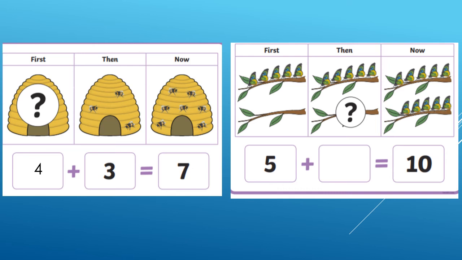Let's try the next one. We can see first there was 5 butterflies on the branch. Then how many came along? Well, let's look at the total. Let's look at the sum. We can see the sum we have is 10. So what do we add to 5 to make 10? Well done, we add 5. So we knew 5 plus 5 equals 10.